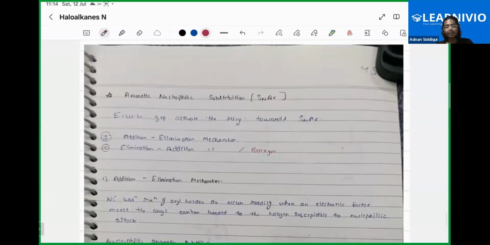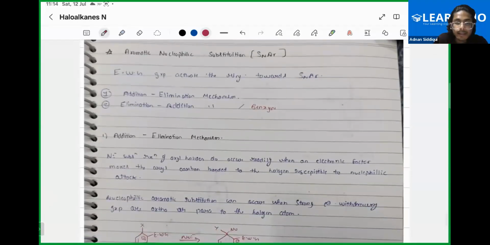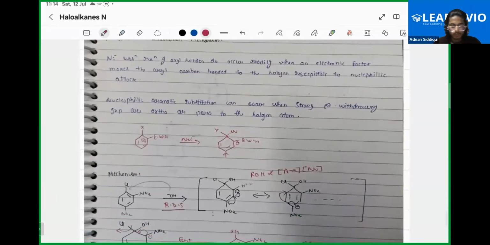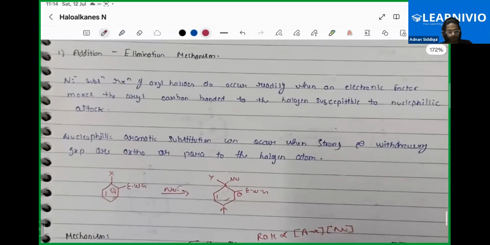Now aromatic nucleophilic substitution, which we call SNAr. We have two types of reaction: addition elimination and elimination addition. Addition elimination, as the name suggests, once our nucleophile is added, then the elimination will occur. So what are the conditions for this? Nucleophilic substitution reactions of aryl halides do occur readily when an electronic factor makes the aryl carbon bonded to the halogen susceptible.